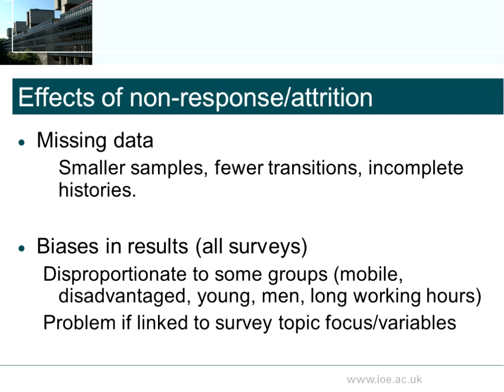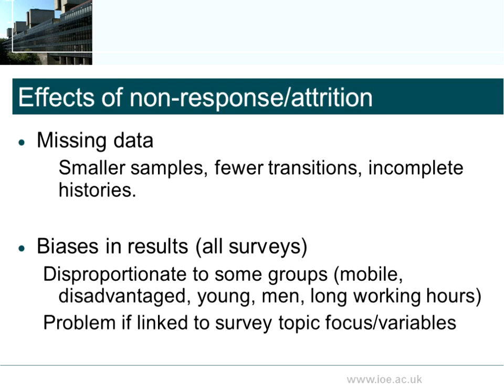So there are 2 main problems that are caused by attrition. First, we have missing data. So over time, the sample would be smaller. We'll have fewer transitions and incomplete histories in a longitudinal context. And of course, we'll have lower statistical power for statistical analysis.